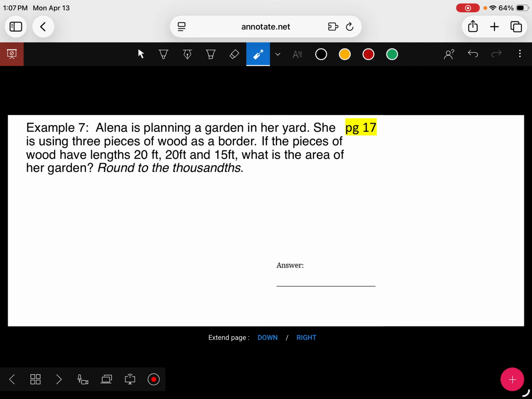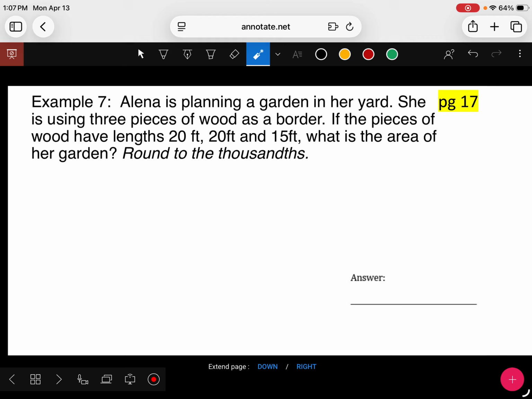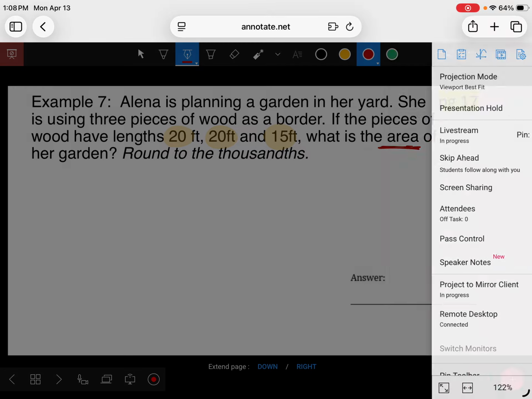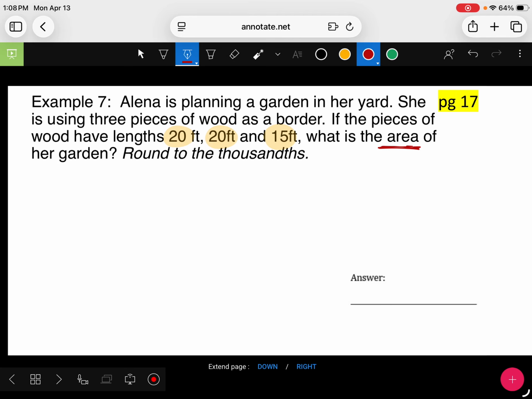We have Alina planting a garden in her yard. She uses 3 pieces of wood. The sides are 20, 20, and 15. So you have all 3 sides. Find the area. So what formula are you going to use? Heron's or law of sines? Heron's.